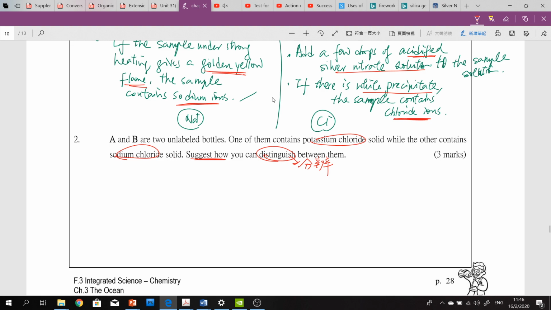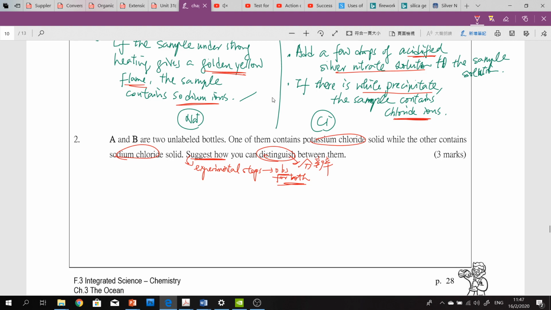Suggest how, right? Whenever you see suggest how, which means I need an experiment, please show me experimental steps together with the observation for both. Okay, remember. So this is our proper procedure for seeing that type of questions, suggest how. So how will you get that? Potassium chloride, sodium chloride.